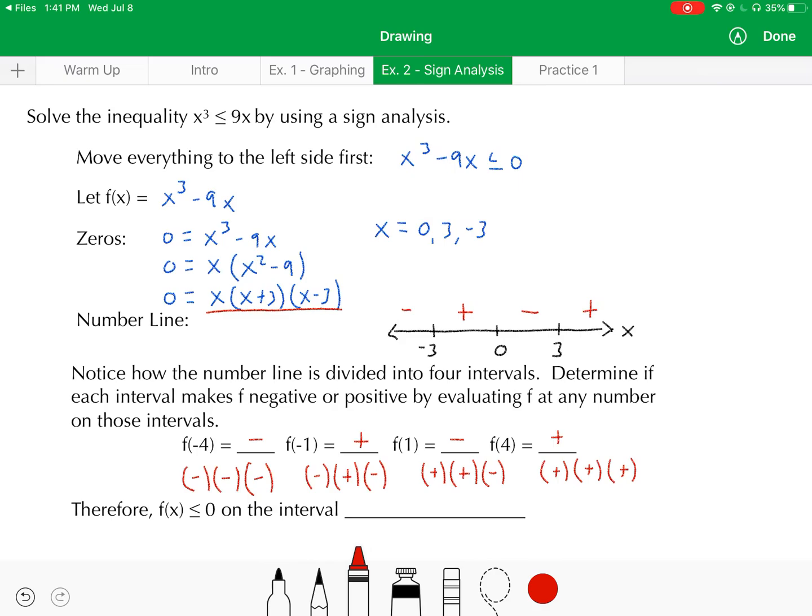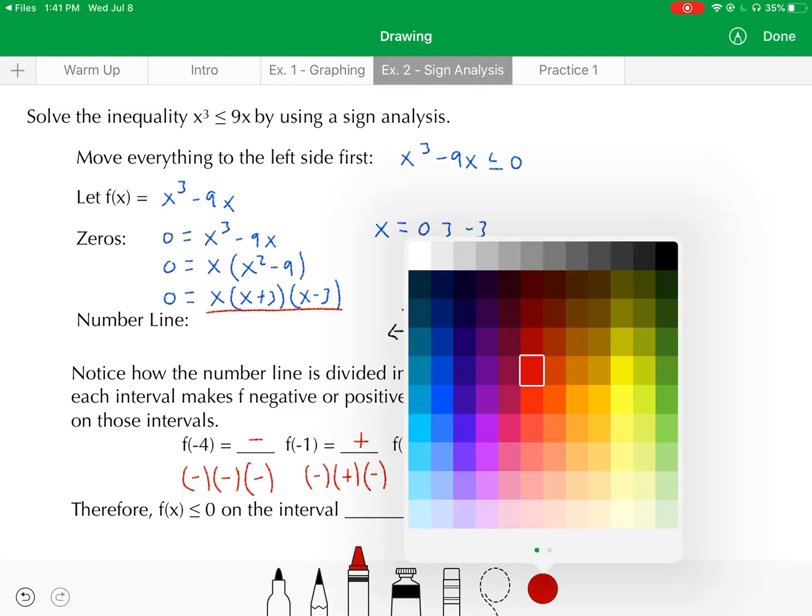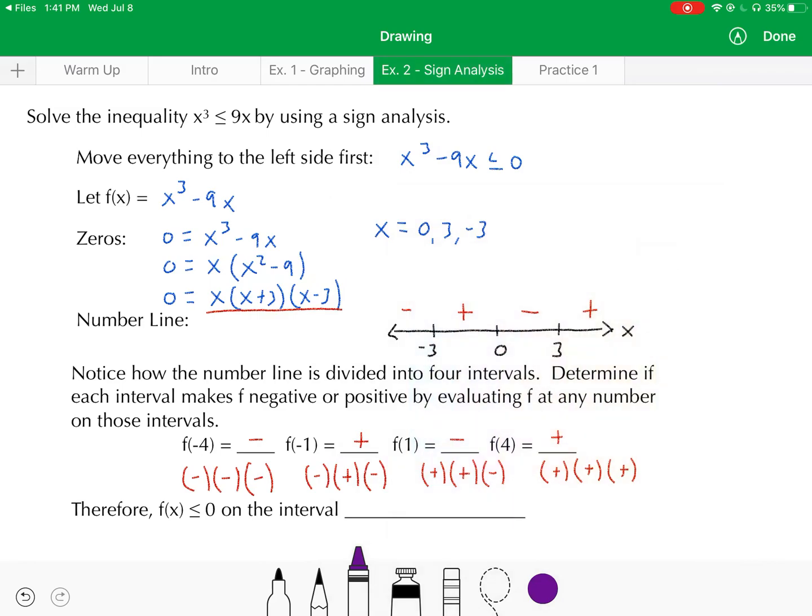Now that you have the sign analysis, you can come up with a quick little sketch of the curve here. Minus in the first interval means the curve is below the x-axis. Plus in the second interval means it's above, then below again, then finishes off above. So I can tell you the curve's doing something like this.